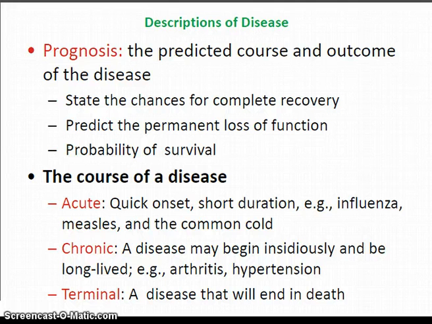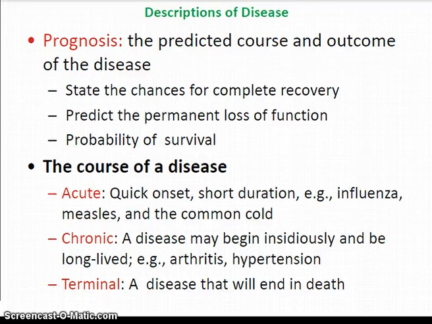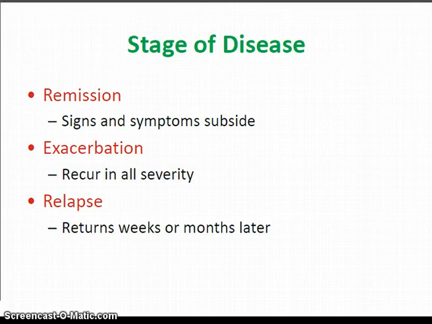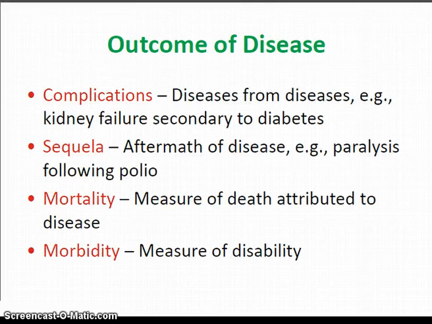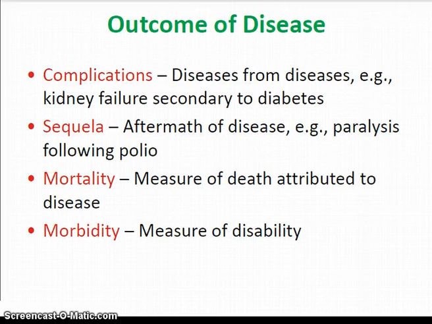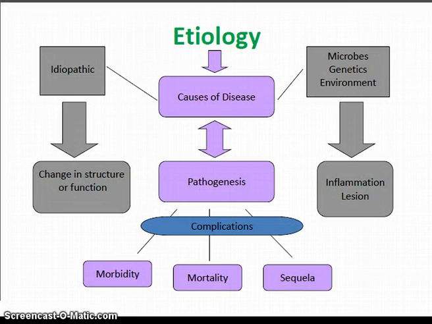This describes some other important definitions. Again, I'm not going to go through this. You can read this. Stages of disease, outcomes. These are important definitions to know. And here is the etiology, or how diseases develop, how they are studied, how they are defined, what they mean, and so forth. So make sure you know the difference between morbidity, mortality, what is meant by idiopathic, etc.